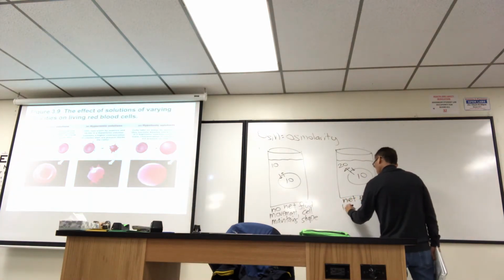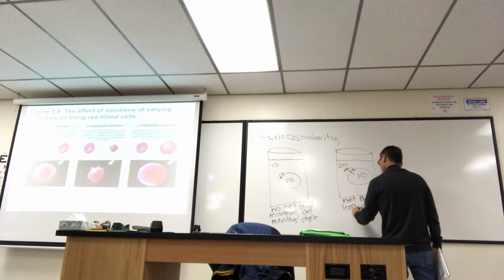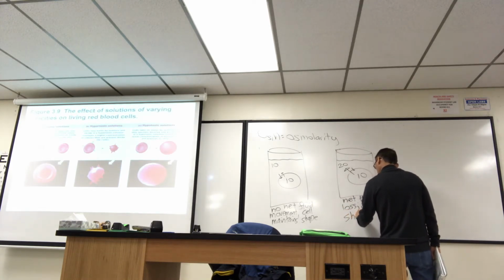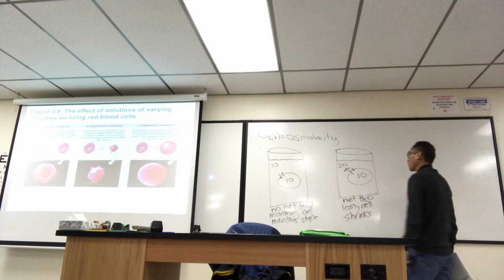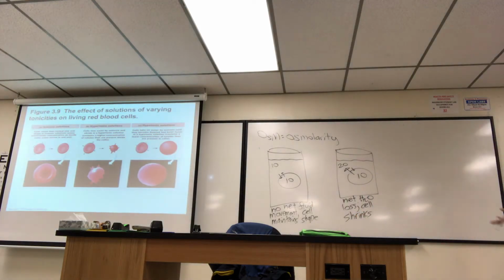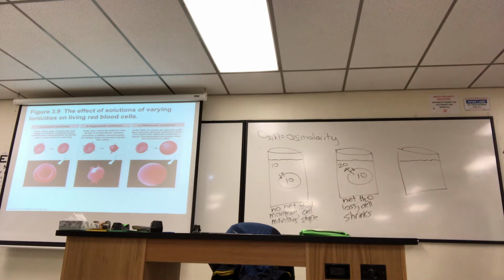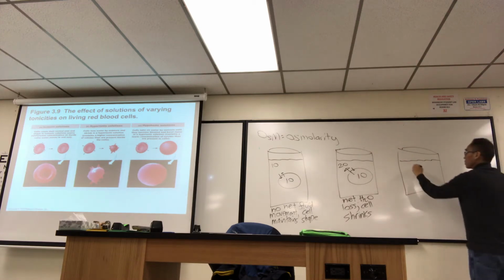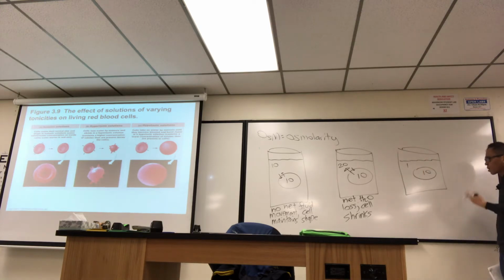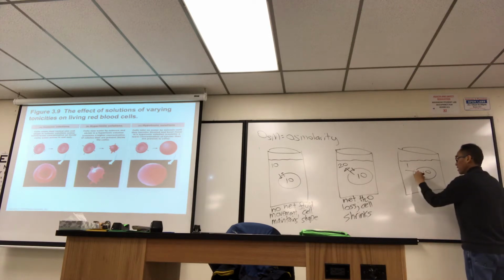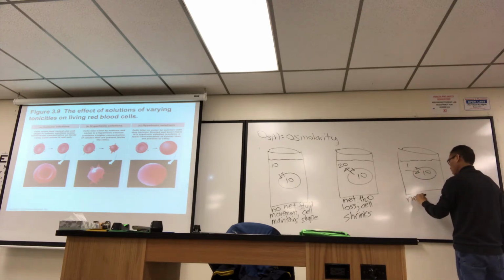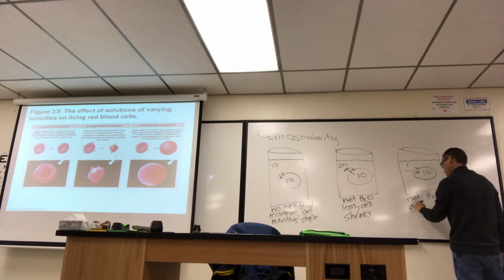So I'll say net water loss, cell shrinks. Shrivels, shrinks, however you want to put it, as shown there. Okay? And the last scenario is the solution, maybe it's like 1. Maybe it's just like water, and you put the 10 in there. Well, again, water goes to where the most stuff is. You're going to have net gain. Cell swells.